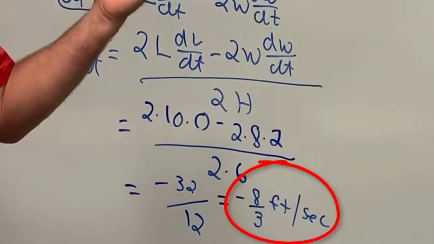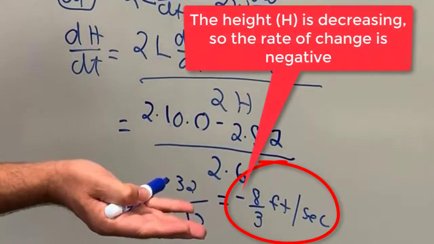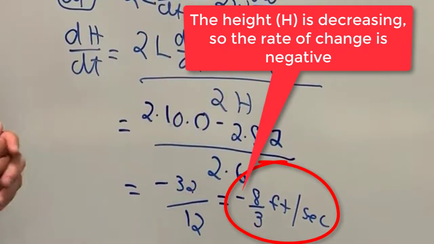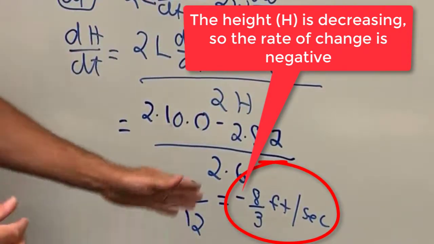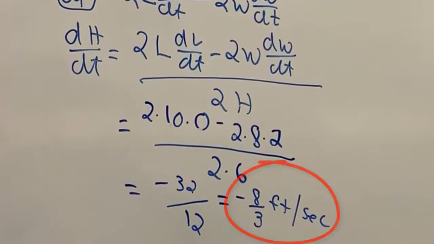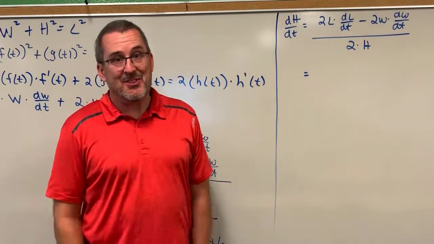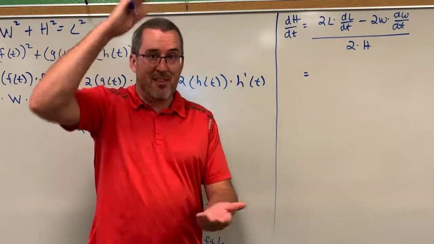Now why negative? That h distance is getting smaller and smaller as the ladder falls, and so the rate of change is negative to indicate that. And the rate is specifically 8 thirds feet per second. So yes, we've solved the problem. Negative 8 thirds feet per second is how fast the top of the ladder is changing.